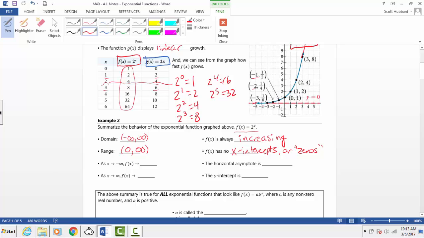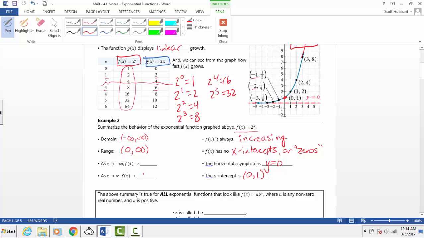The horizontal asymptote, you can see, is y equals 0. It approaches this y equals 0 line, but never actually touches it. That's why there's no intercept. That's why it's the asymptote. Remember, you can't touch the asymptote. You get really close to it. The y-intercept for this graph is 0, 1, right here. And that's because, again, 2 raised to the 0 power is 1.